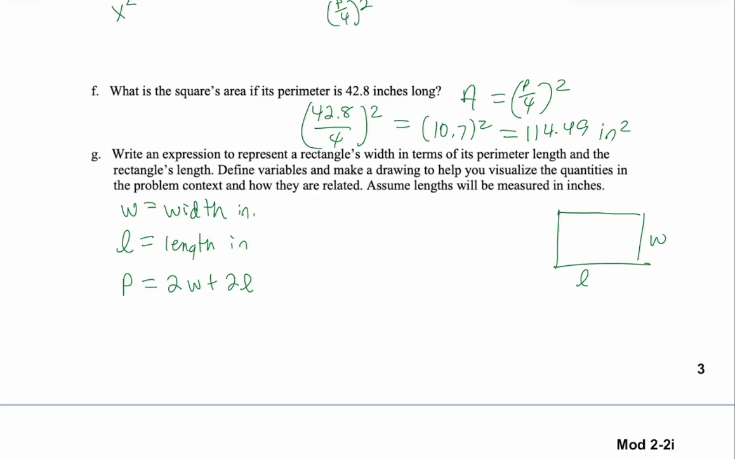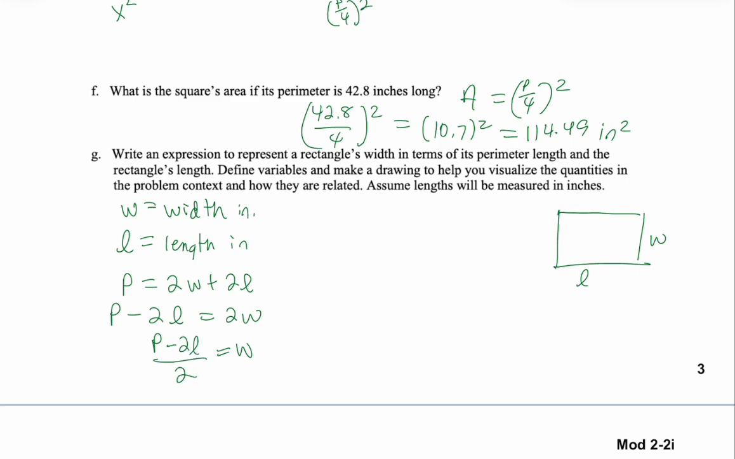So they want us to just solve for W and move the other things around. So let's just take this, subtract off two L's, and then we have 2W by itself, but how could we find out what plain old 1W would equal? How would we get rid of that 2? We just got to divide. And so we would get that the width is perimeter minus 2L divided by 2.